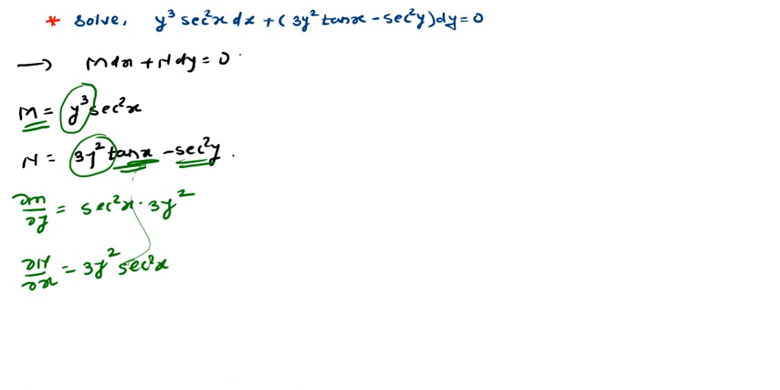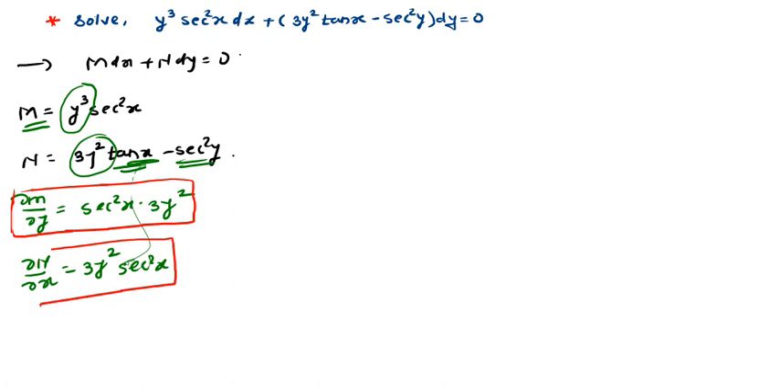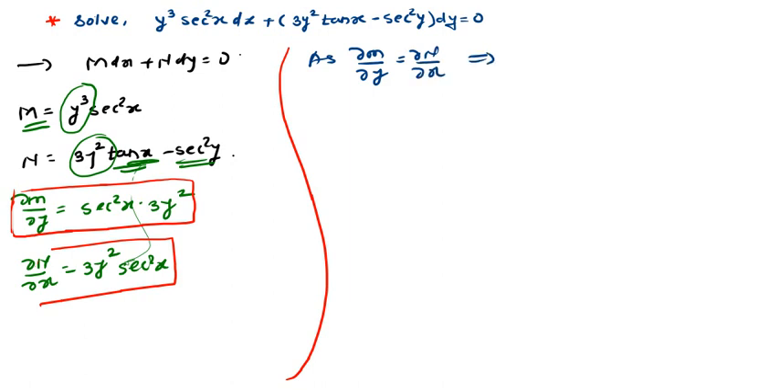Now again, if you observe, ∂M/∂y and ∂N/∂x, both of these terms are equal. So what we get is ∂M/∂y equal to ∂N/∂x. What this implies is that the given differential equation is an exact differential equation.